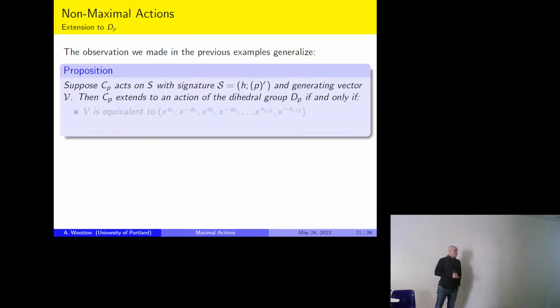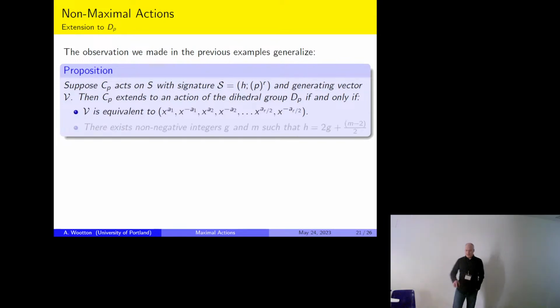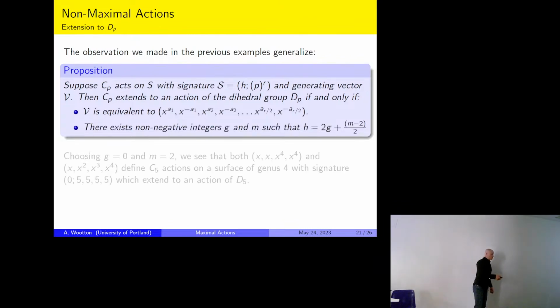So with this in mind, the observations we made in the previous two slides actually generalize to the following. Suppose we have a cyclic prime group acting on a surface, then it extends to the action of a dihedral group if and only if we have a similar sort of thing going on with the generating vector, that is, each of the elements come in pairs, where you have x to the a and x to the minus a appearing an equal number of times, and then you have this strange numerical condition coming on, that is, the existence of some G and M with this property.